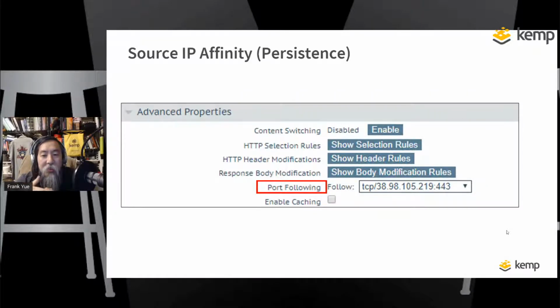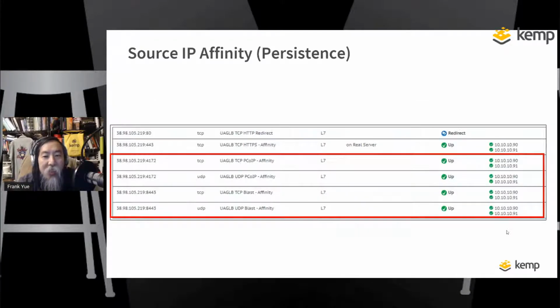So all those secondary ports that are being connected to on the load balancer, if it's the same source IP, we know to go to the same UAG. That's the affinity that we're creating. So now we can see on the load balancer in the stats, we have ports 443, 4172, and 8443. All those ports that are highlighted in that red box are port following port 443, that port right above it, to those two UAGs on 90 and 91. This is how we're going to configure source IP affinity on the Kemp LoadMaster.